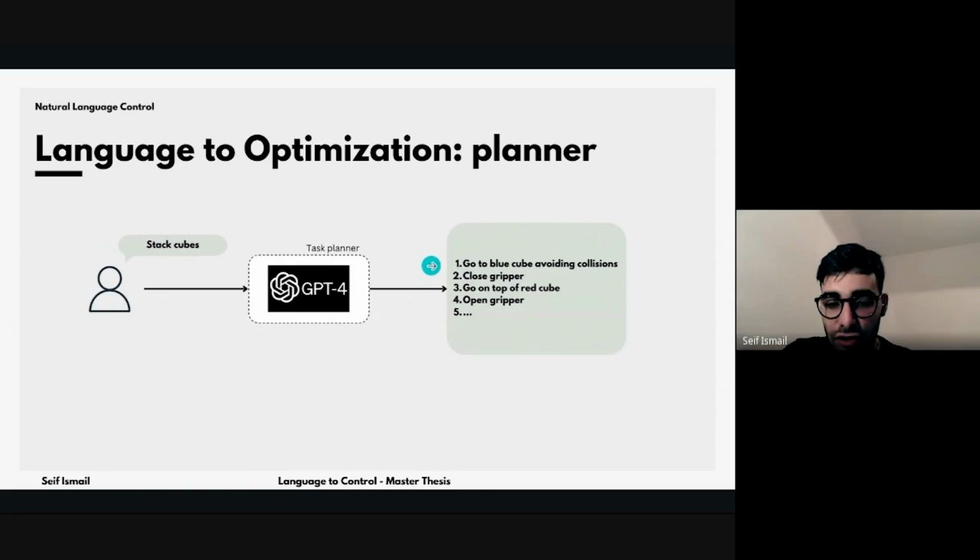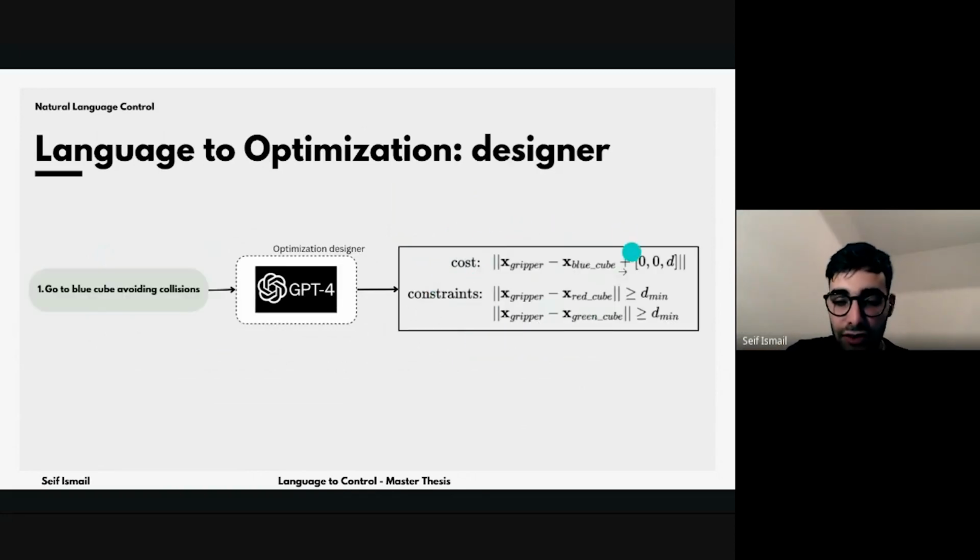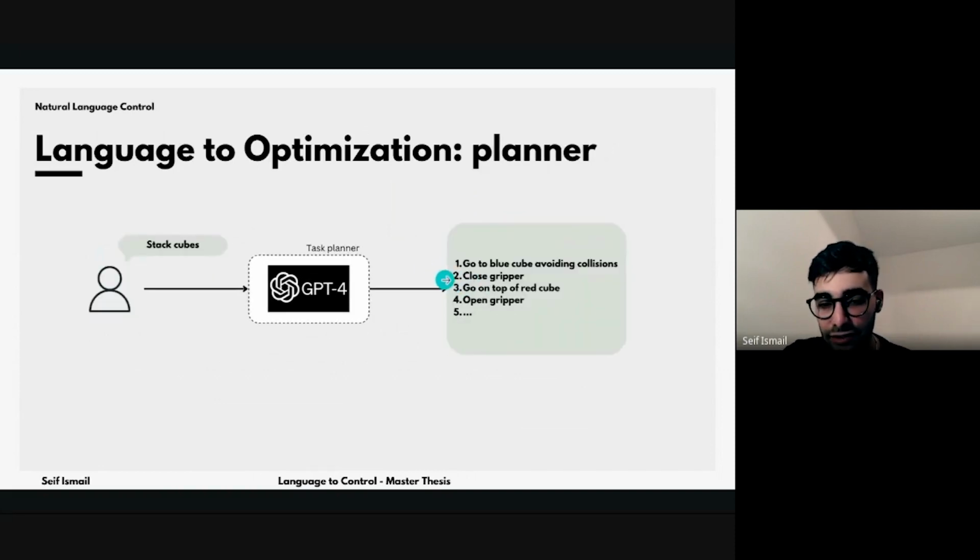So this is the task: go to the blue cube, avoiding collisions. It's going to formulate this code. It's going to apply this code. Once this is done, it's going to go to the second task. So close the gripper, and this is straightforward.